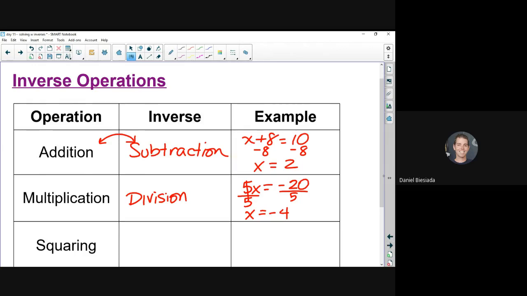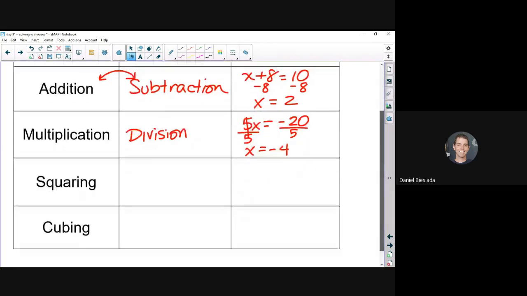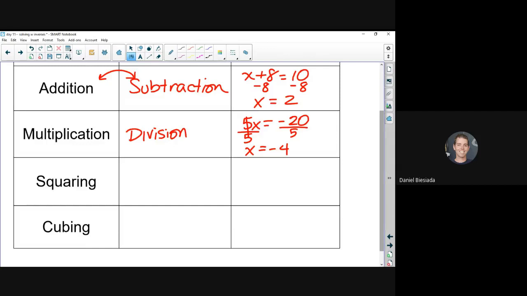Now those you've seen a lot. We'll take a look at two more operations that we don't see as often. And the first one is squaring. So the opposite of squaring something would be taking a square root. Now what does that look like? Well, say for example an equation had x squared equals 25. To get x by itself, we need to undo the squaring. And the way we undo that squaring is by taking a square root.